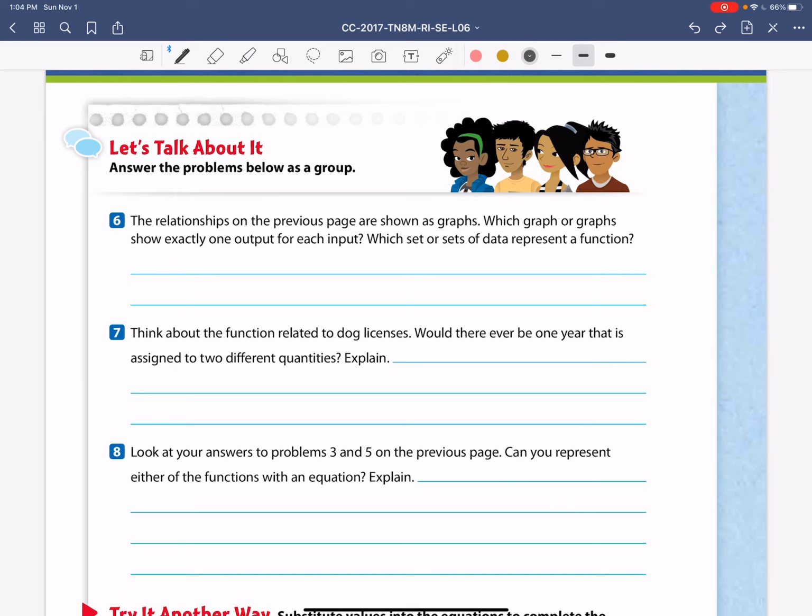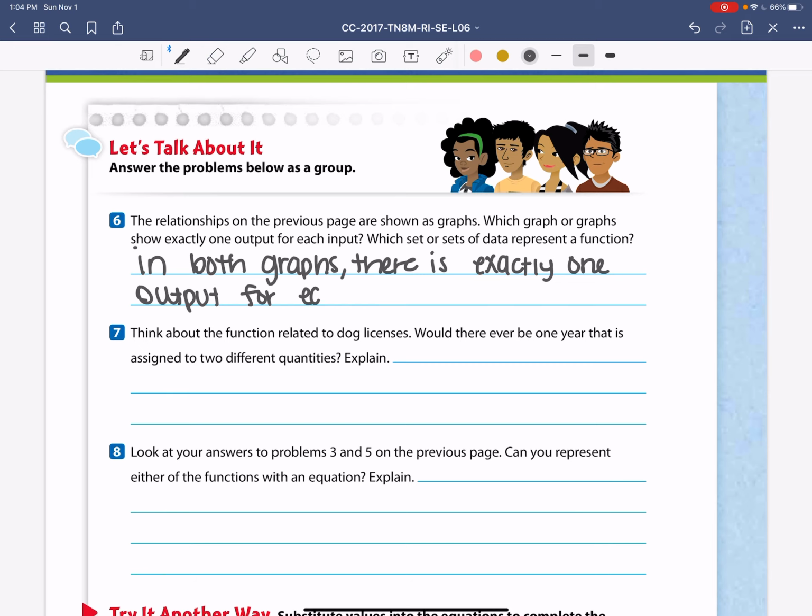So in both graphs on the previous page, there is exactly one output for each input. So they are both functions. All right, and we'll go ahead and move on to number 7.